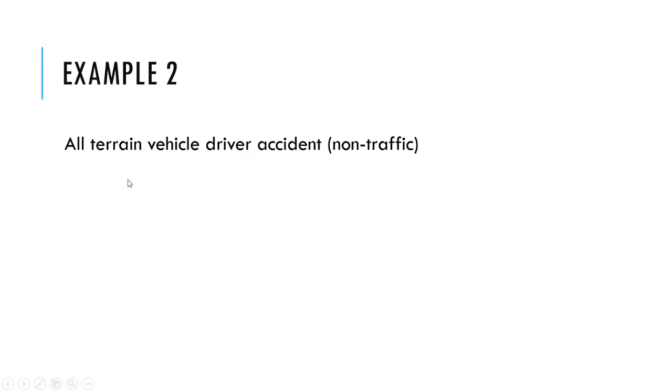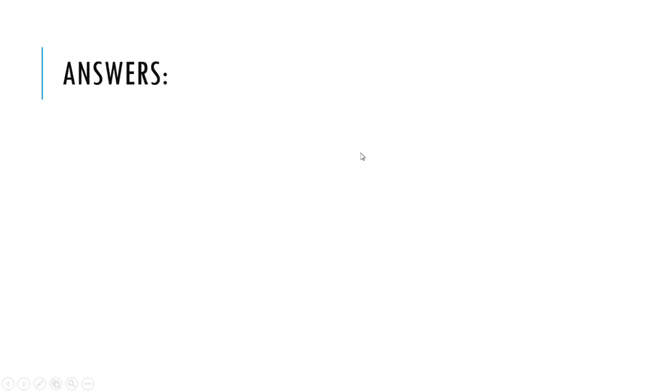Number 2, an all-terrain vehicle driver accident, non-traffic. So locate all-terrain vehicle driver accident. And number 3 is a bicycle accident. The driver of the bicycle was in traffic and had a non-collision accident. How would you code bicycle accident? In this case, the driver in traffic, non-collision. Pause this video, code these 3 examples as I prepare to give you the answers.